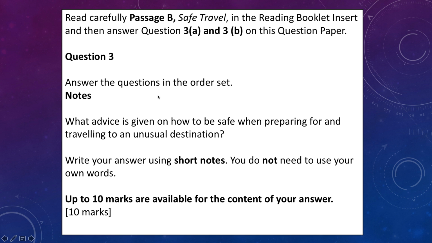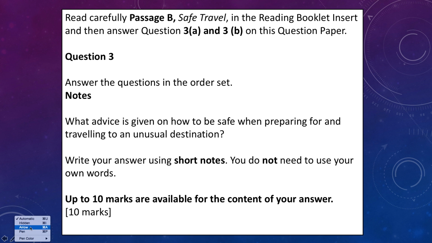Question 3. Answer the questions in the order set. Notes. What advice is given on how to be safe when preparing for and travelling to an unusual destination? Write your answer using short notes. You do not need to use your own words. Up to 10 marks are available for the content of your answer.